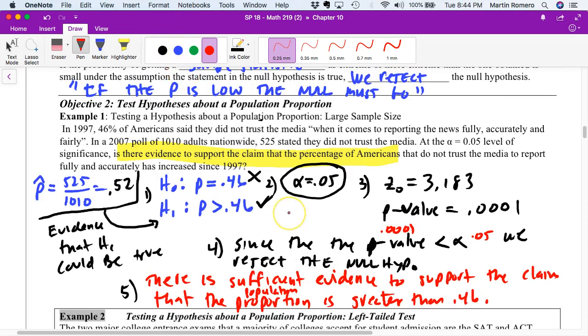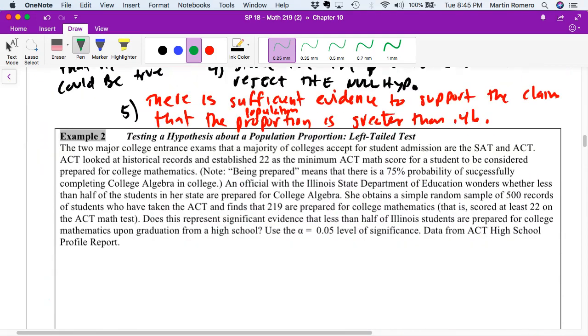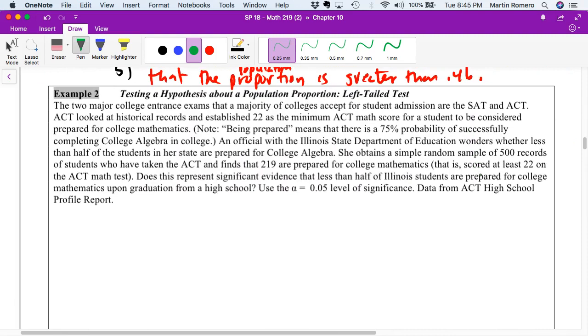That's how we run a hypothesis test. Go through the process where we use StatCrunch right here. Let me make a note one more time. You get these values from StatCrunch. These values come from StatCrunch, okay? So that's it. Let's go ahead and might as well finish this off. Let's go ahead and do another hypothesis test here.